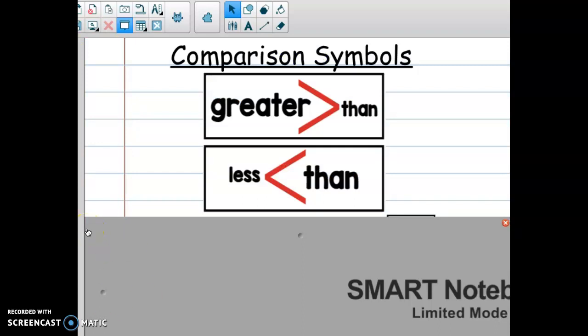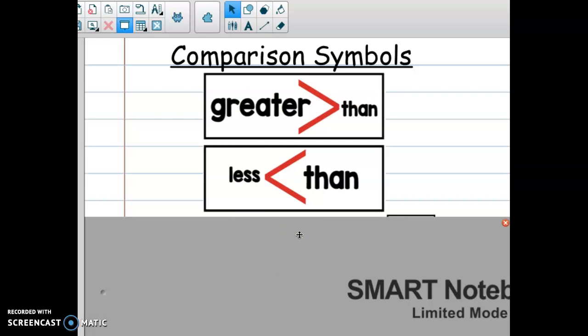Just to review, here are comparison symbols. We have our greater than and less than symbol. Remember, try to think of it like an alligator who's trying to eat the bigger number. It points to the small number and eats the larger number.